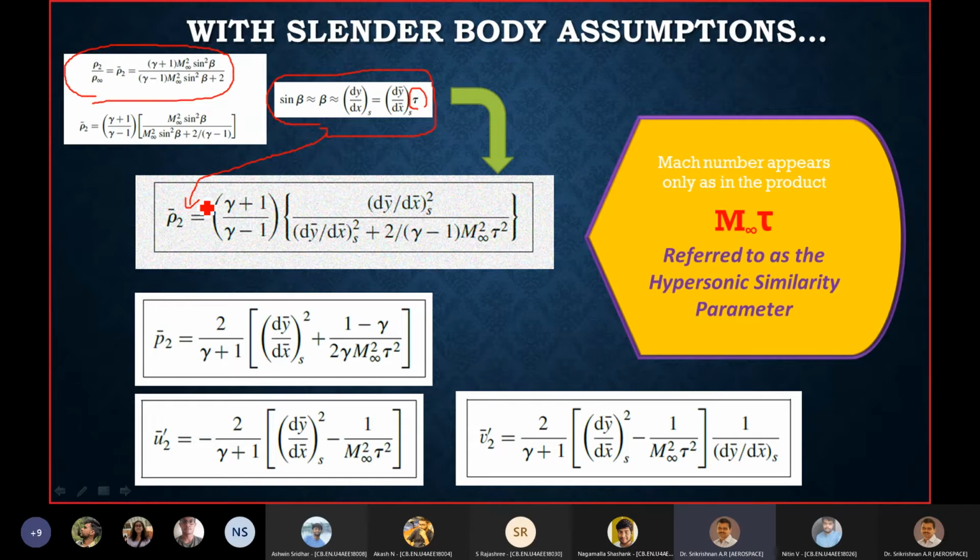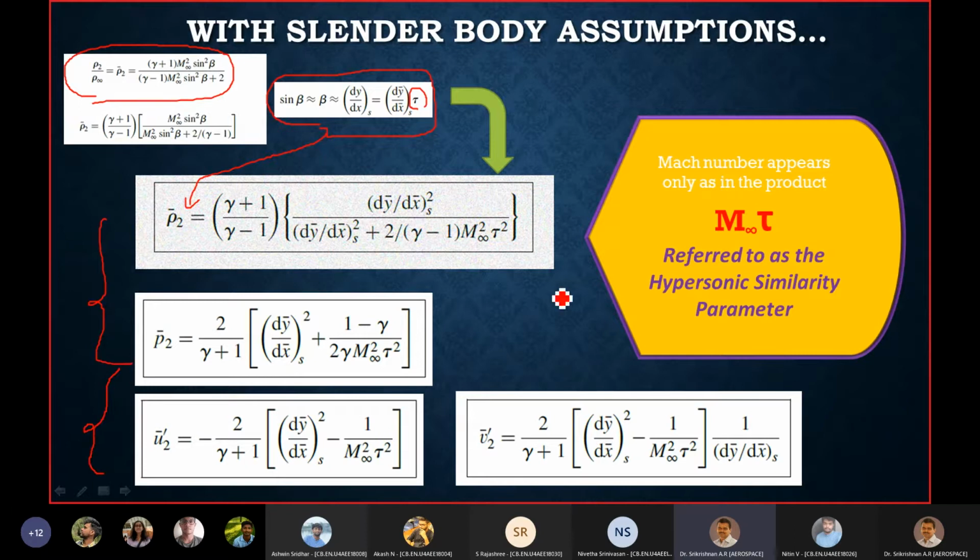Etc. Please note that dy bar by dx bar in this comes from the consideration of the geometry, or more precisely by connecting the geometry to the wave angle beta in terms of the sine of it, sine beta. By the same approach, we can write rho 2 bar and P2 bar, both of them in terms of the modified non-dimensional parameters, and similarly the velocity perturbations after the shock.